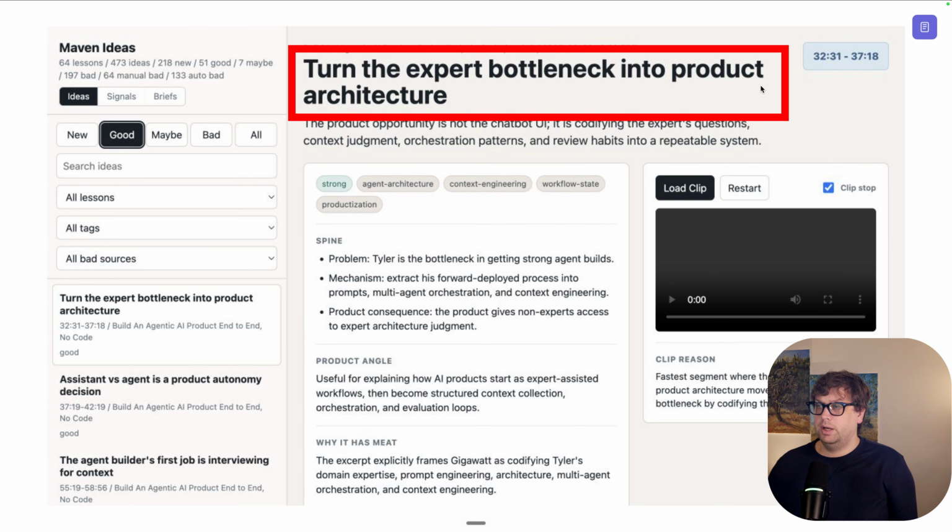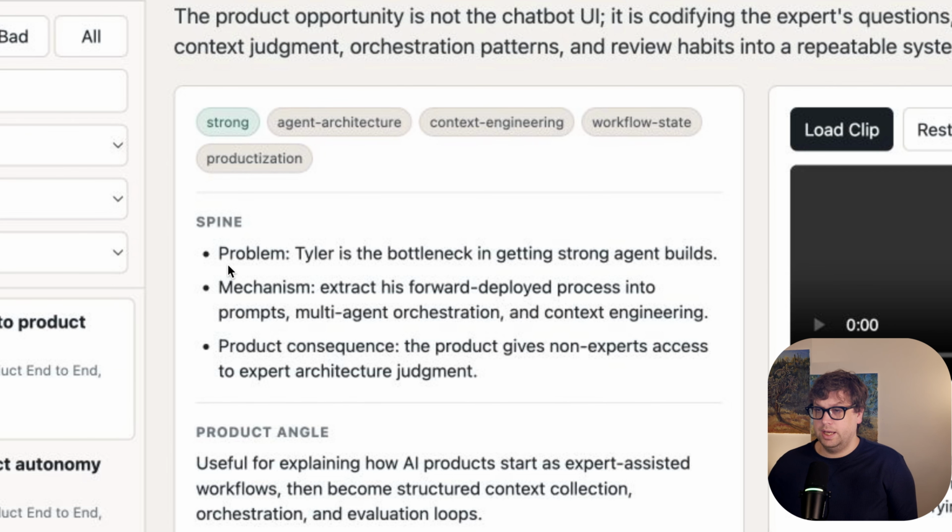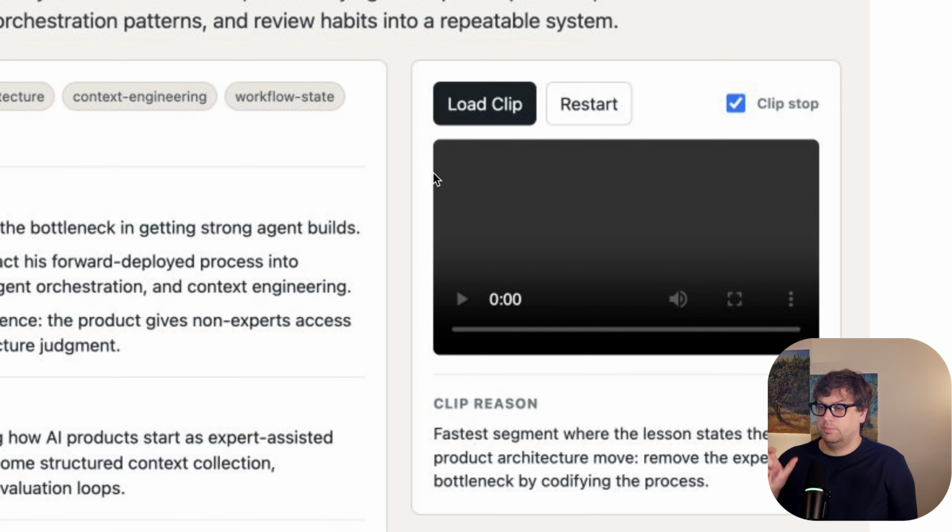Turn the expert bottleneck into a product architecture. So here we have a problem. Tyler is the bottleneck in agent builds. He wants to extract his forward deployed process into prompts. And the consequence is the product gives non-experts access to expert architecture judgment. And then this is the clip. I can load the clip so I can watch the exact context. In this case, this is from Maven.